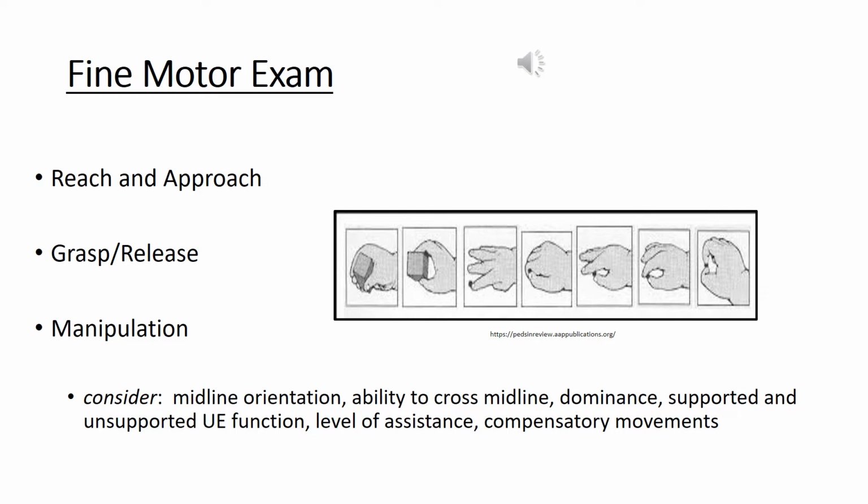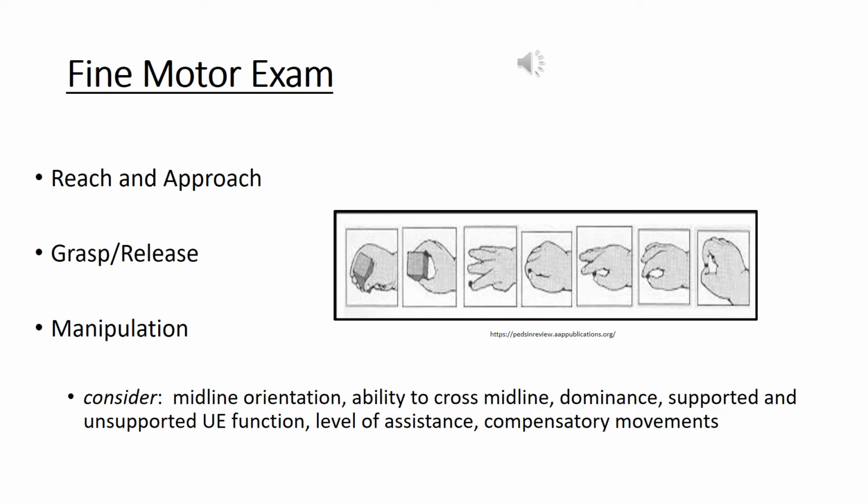So when thinking about a fine motor exam, we want to look at how that child reaches and approaches an object. So how do they get their upper extremity to the object? Do they have proximal control in their shoulder joint to be able to allow that distal fine motor control, because you need to have that proximal stability to have distal mobility. So how does the child reach and approach the object? Are they able to reach across midline? That's a really important aspect to see if they can integrate both their right and left sides of their body. So reaching across midline, retrieving objects.